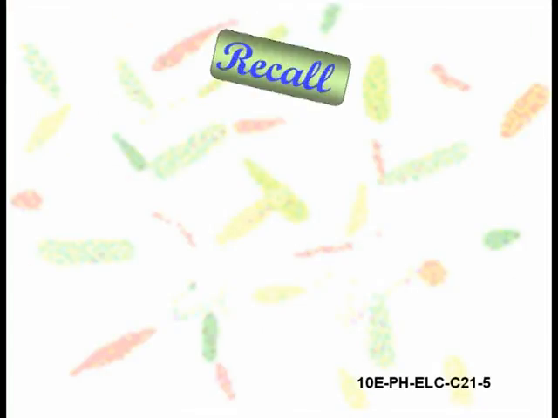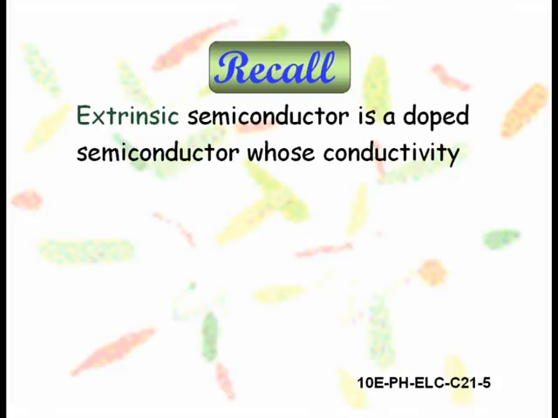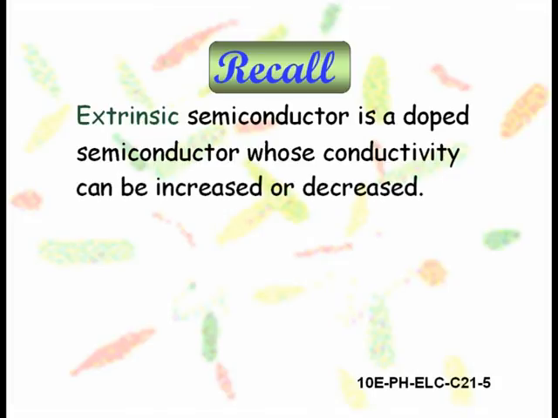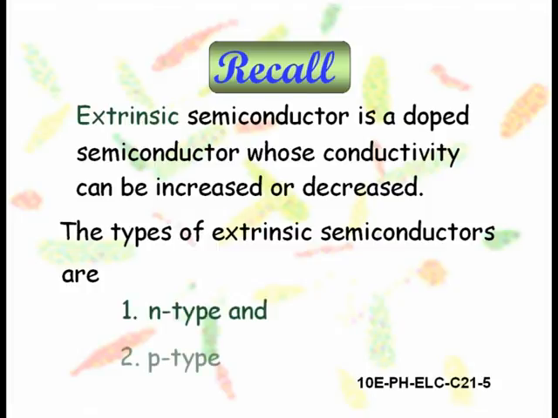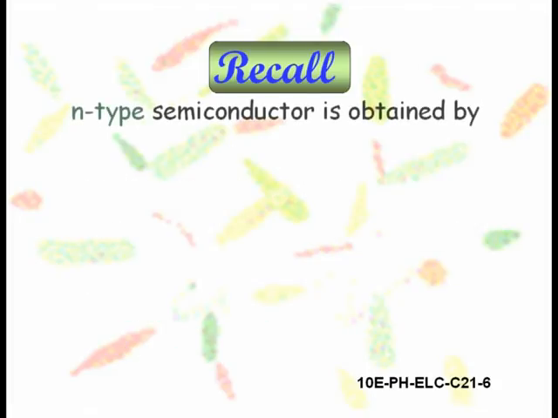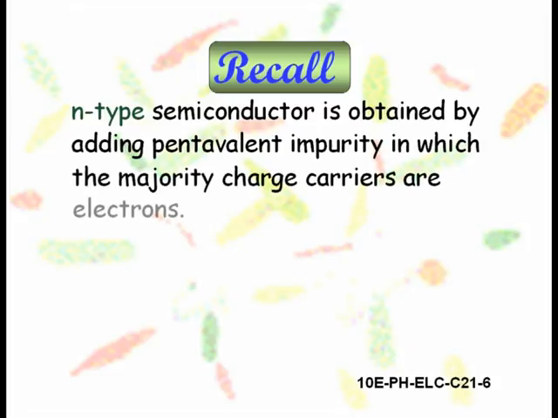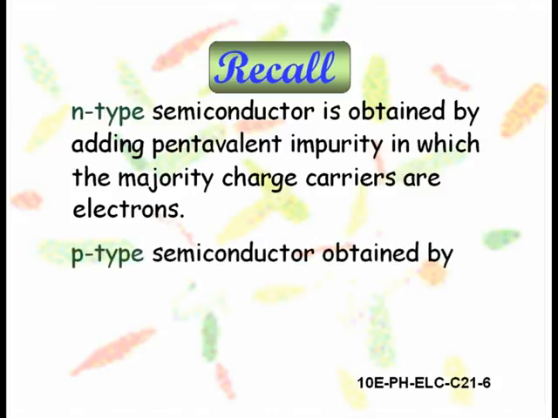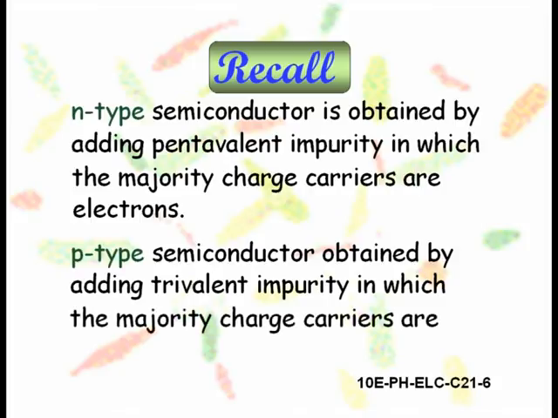Children, let us recall that extrinsic semiconductor is a doped semiconductor whose conductivity can be increased or decreased. The types of extrinsic semiconductors are N-type and P-type. N-type semiconductor is obtained by adding pentavalent impurity in which the majority charge carriers are electrons. P-type semiconductor is obtained by adding trivalent impurity in which the majority charge carriers are holes.